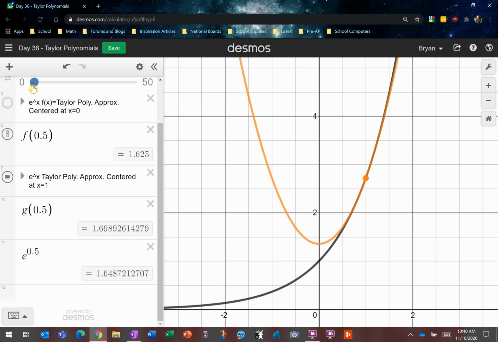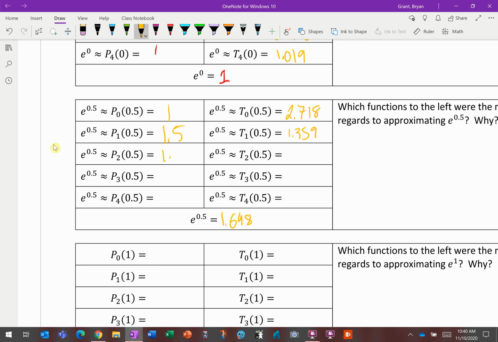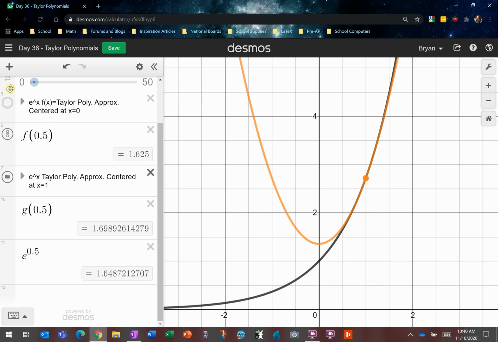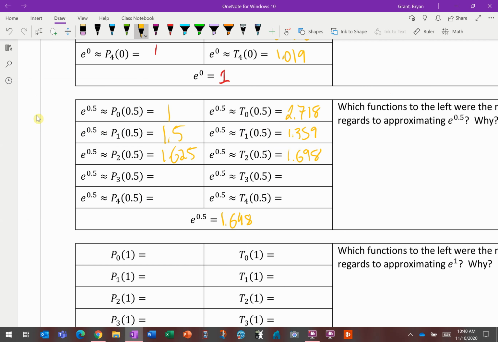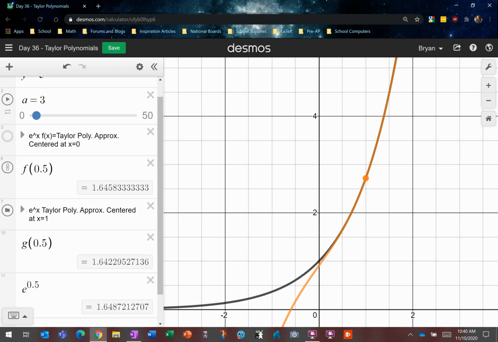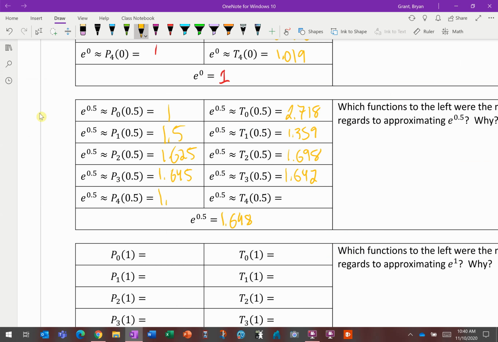If we go to two terms, 1.625, 1.698. Okay, going out to our third one, I should go up a little bit. Third degree, 1.645, 1.642. And the fourth degree, 1.648, 1.649. Look at that. It took me a power of 4, so 5 terms, to get my approximated value.